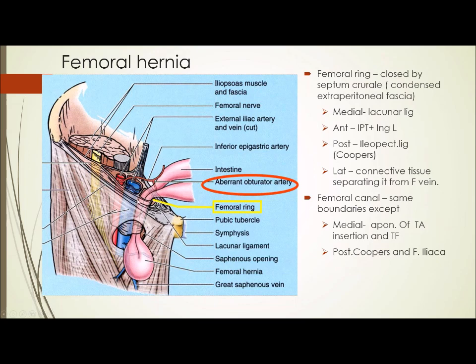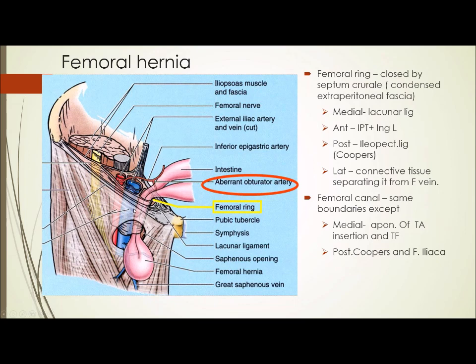The lateral boundary is basically a septum dividing it from the vein. There's connective tissue, not exactly a fibrous septum as such, which separates this from the femoral vein, right? So that is the femoral ring for you. From this, the exit occurs as shown in this figure, and then it comes to the femoral canal.